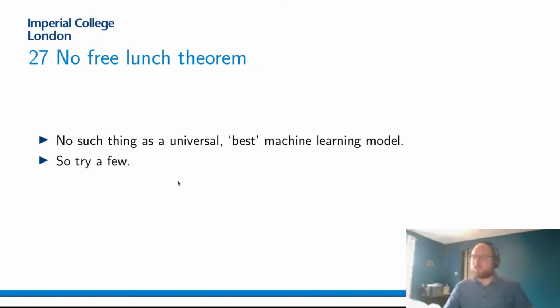So one of the reasons that I said the choice of model isn't that important is because there's a theorem called the no free lunch theorem. It's proper pure maths, and I'm not good enough at maths to work through it myself. But one of the things that comes out of it is that there's no such thing as a universal best machine learning model.